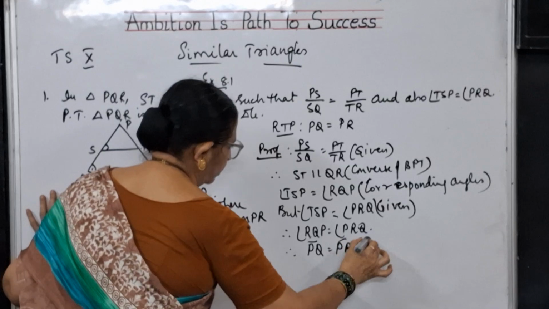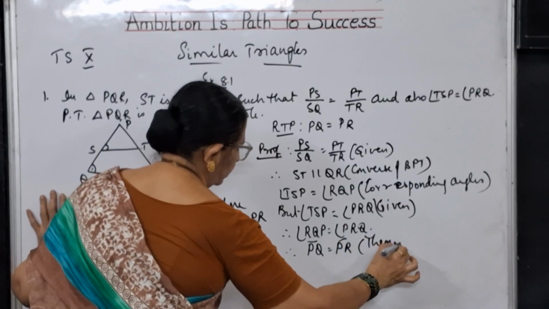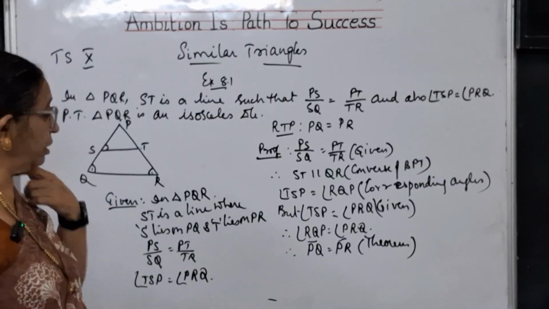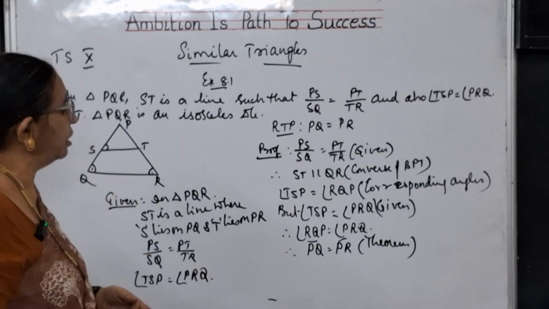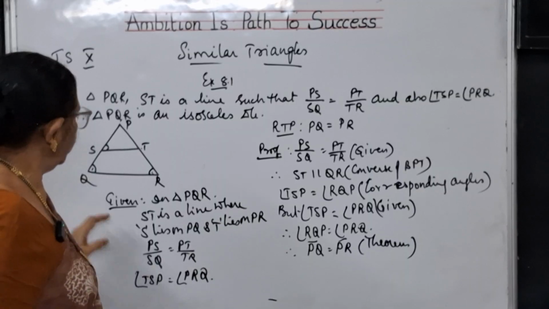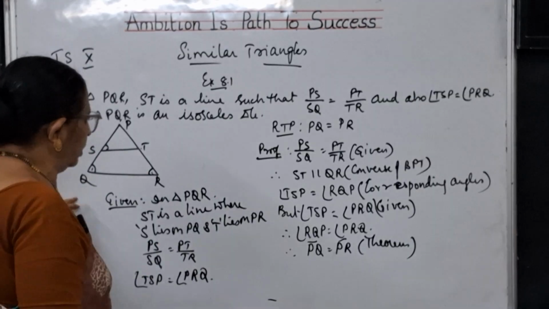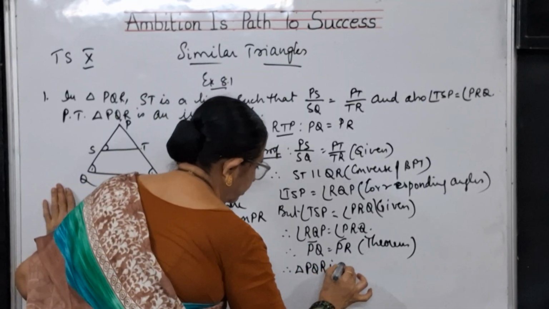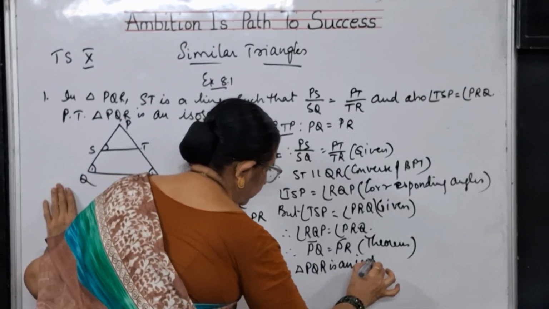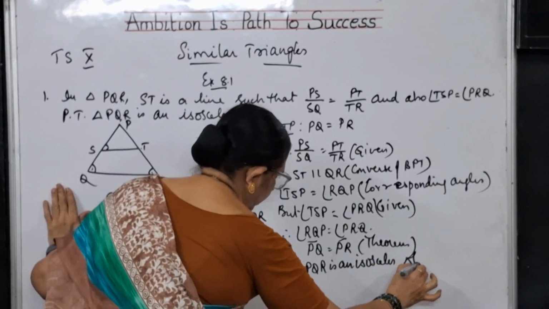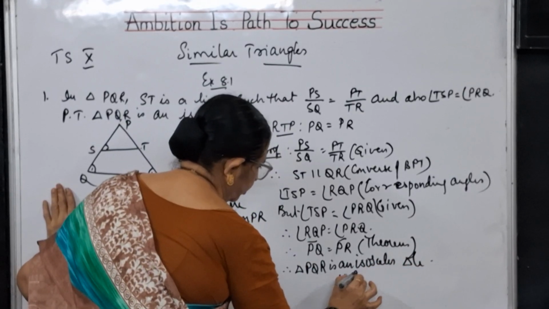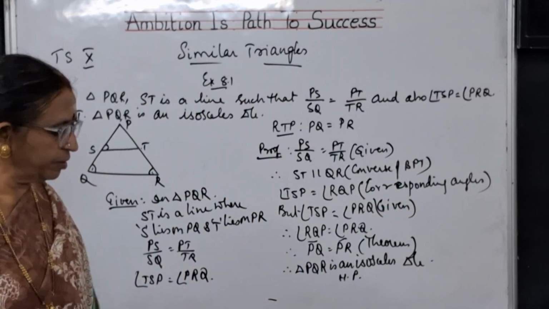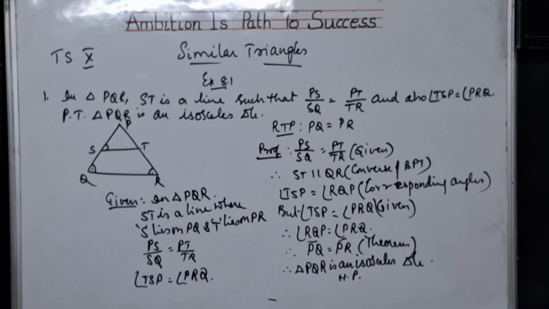PR. It is basing on the theorem which you have learnt in the 9th class. In a triangle, when two angles are equal, the sides opposite to the equal angles are equal. Basing on that theorem, we will say that PQ is equal to PR. This means what? Therefore, triangle PQR is an isosceles triangle. This is the proof. Hence, proved. This is the proof, children. Copy it. This is first problem of 8.1 exercise.